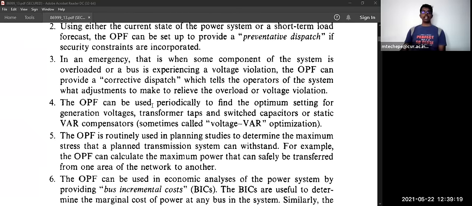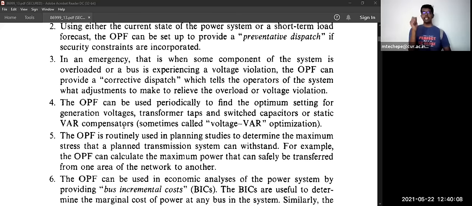Next, OPF can be used periodically to find out the optimal setting for generator voltage, transformer taps, and switched capacitors or static var compensators. Okay, so it is also used to find out the optimum settings for generator voltages, then transformer tap settings. Okay, so that is also one of the very important things. Then switched capacitors. Okay, so OPF can be used periodically to find out the optimum settings.